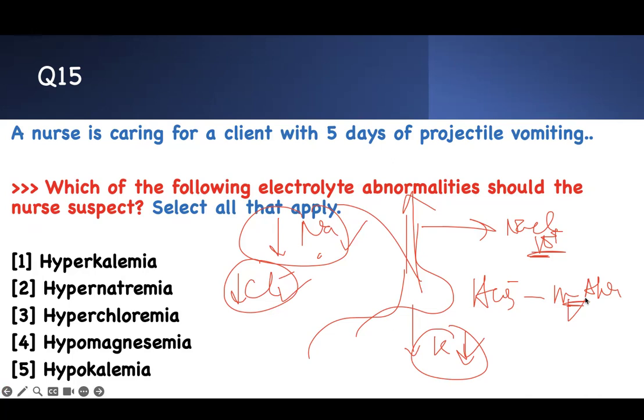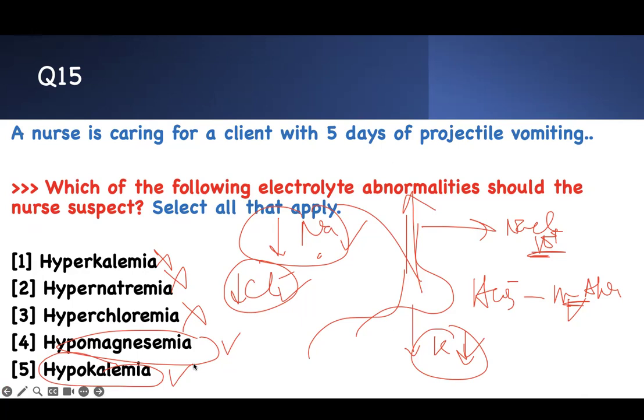This is a lab work you have to know. Every time they give you NG tube, they give you patient vomiting, you should expect hypokalemia, hyponatremia, hypochloremia, metabolic what? Alkalosis. Your potassium is not going to go up. Your sodium is not going to go up. Your chloride is not going to go up. Your magnesium will go low because you're not eating. And of course, your potassium is going to go low.